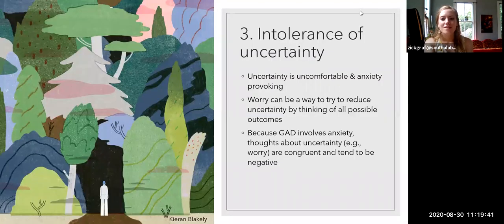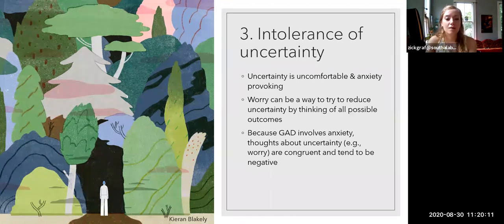Okay, so the third way in which worry can function as an avoidance behavior is similar to positive beliefs about worry, but basically the idea here is that all of us feel uncomfortable with uncertainty. That's kind of a normal human way to feel. So it's another thing that's on a spectrum with most of us in the middle. But people with anxiety disorders are especially intolerant of uncertainty. People who are anxious really don't like not knowing exactly what's going to happen to them in the future.